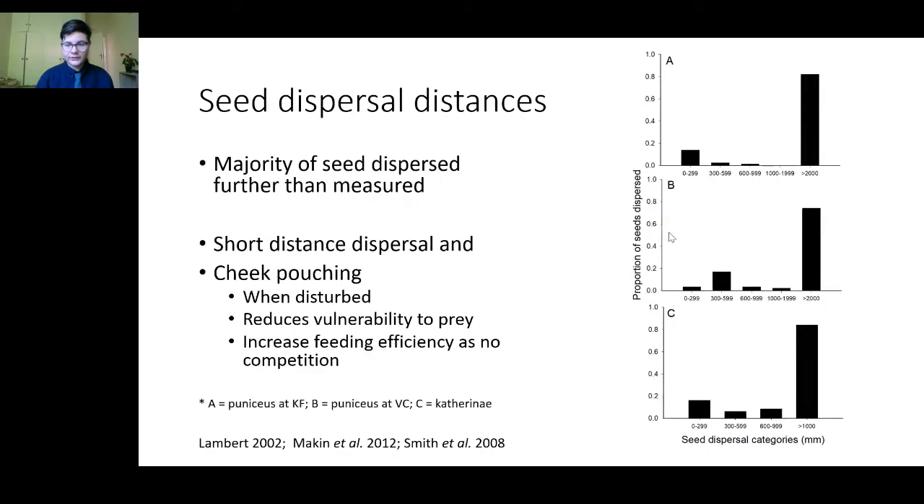We suggest that those that were dispersed further was via cheek pouching. Now, cheek pouching happens when the animal, so the monkey, is disturbed, the troop moves on, but the monkey keeps those fruits or those seeds in its cheek pouches, and then it'll spit them out further away. Now, this is really useful for the monkeys as it helps to reduce vulnerability to predation and increases feeding efficiency because of less competition.